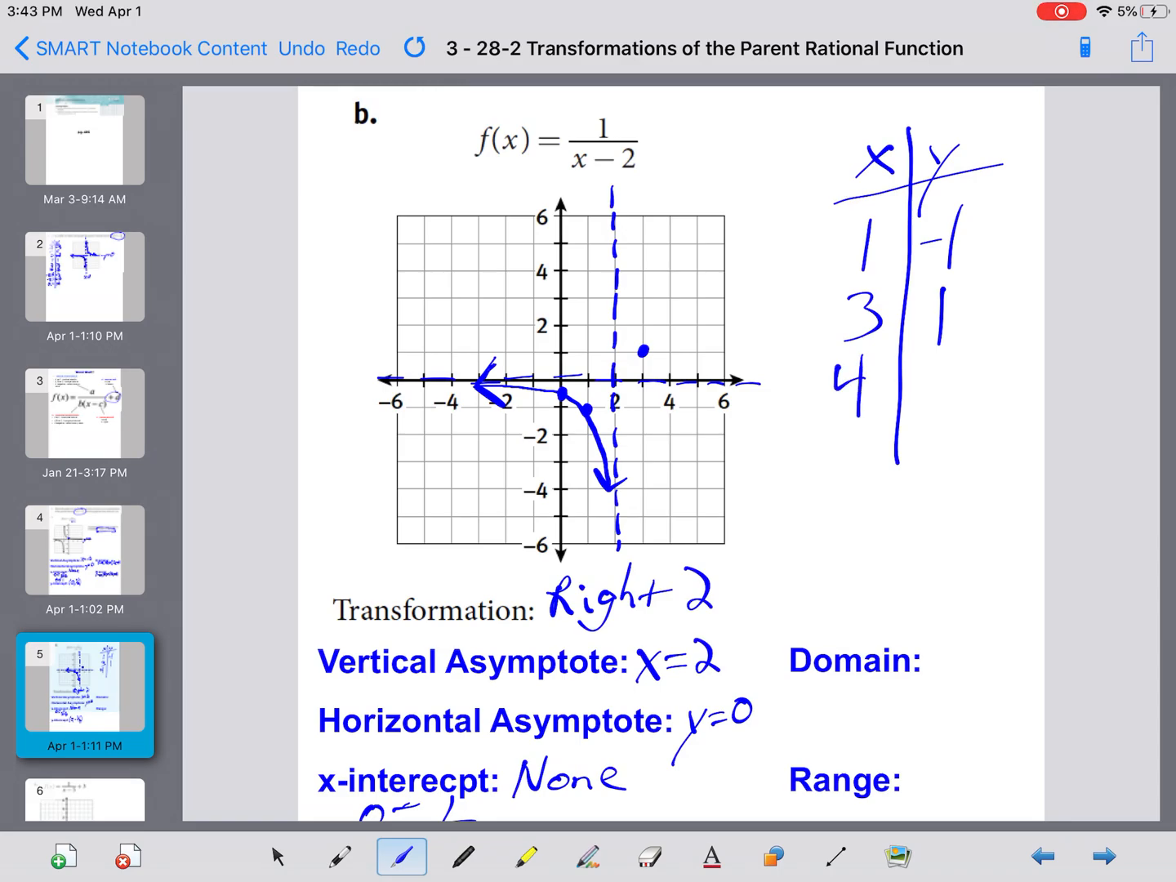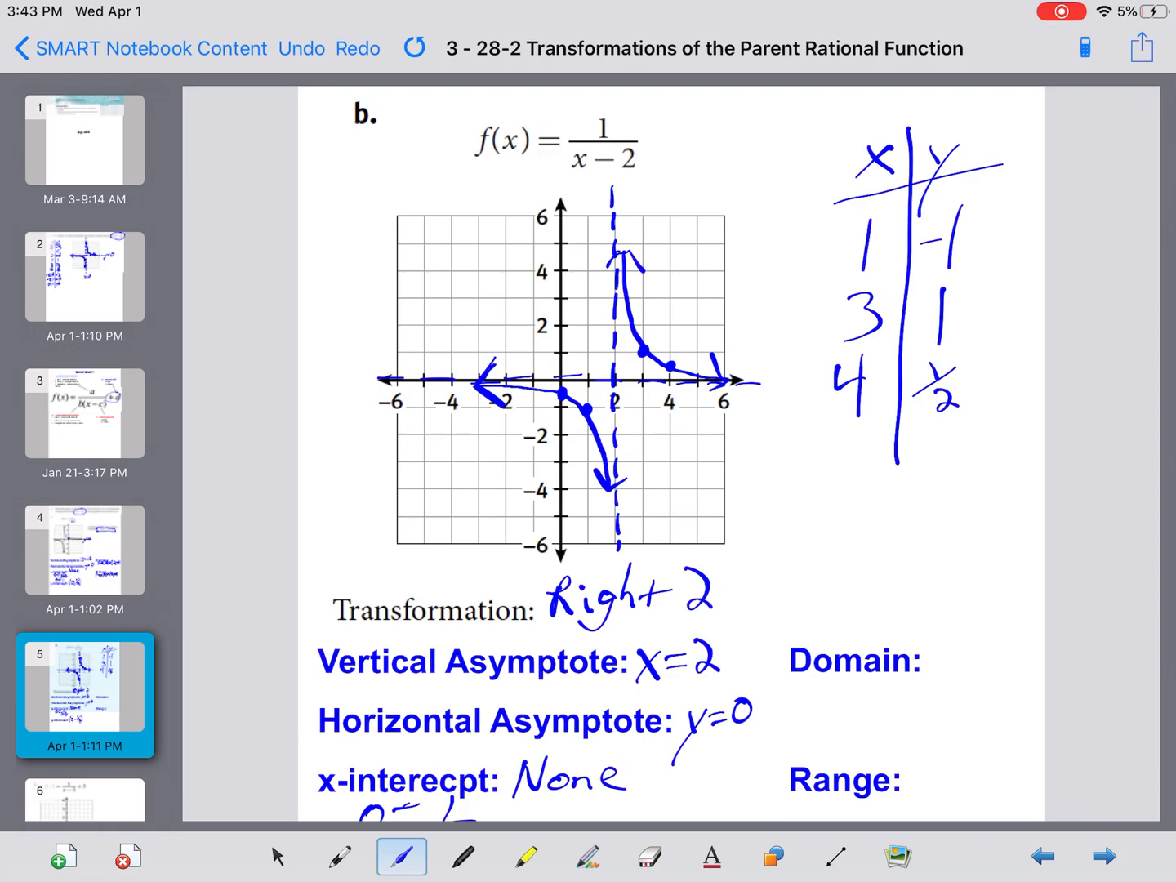You can plug in 5, you can plug in 6, you can plug as many points as you want. 2 or 3 in every little region should be enough. If I plug in 4, I get 1 over 2, which can't reduce. So 4, 1/2 is right there. And you can see this other branch is up here.